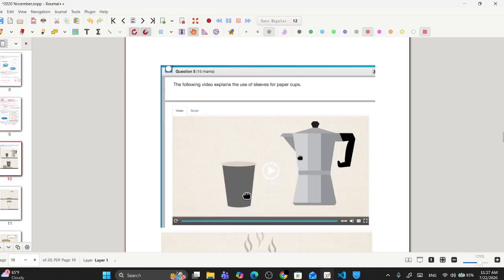The video explains the use of sleeves for paper cups. All right, you don't have to look at the video in most cases. The sleeves form parts of a sector of a circle. All right, this is a sector-based question. So there are various stages. Let's check it out.